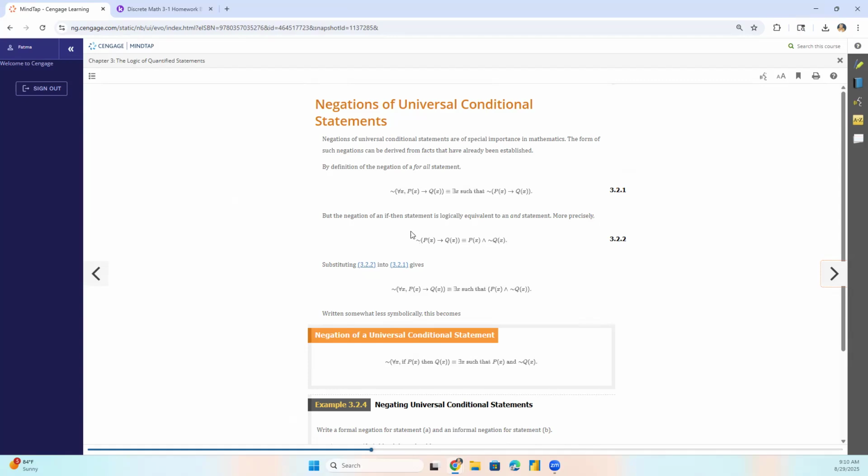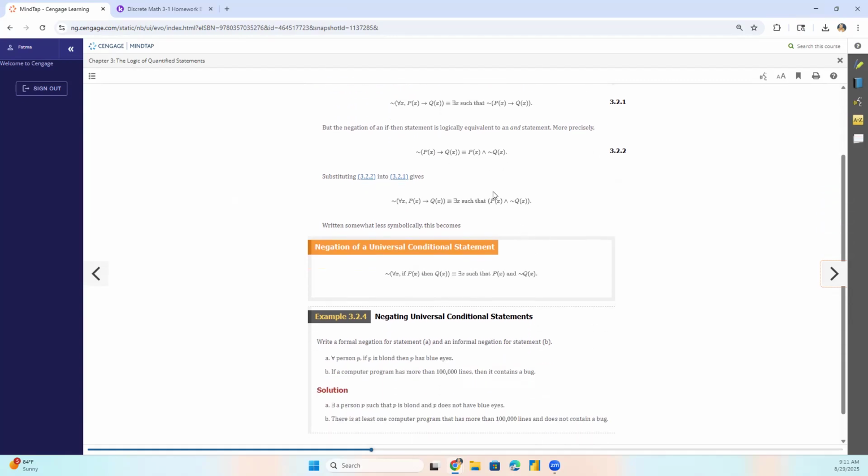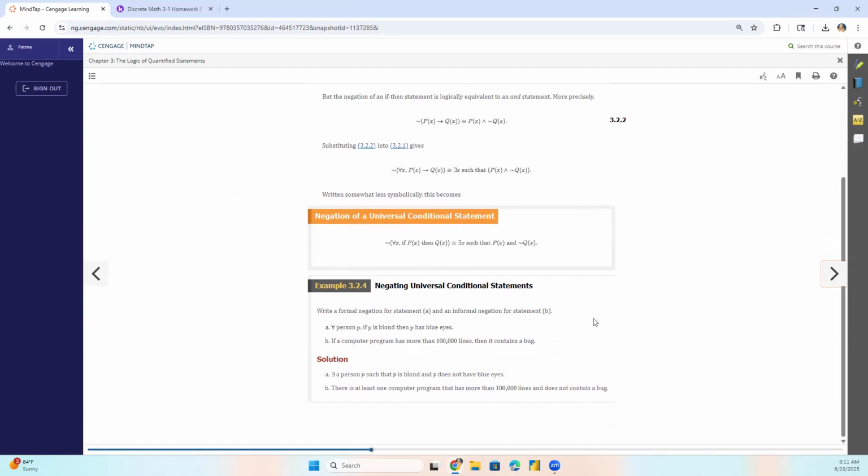So this will be on more questions. Any conditional statement will be negated using this rule. If we give the rule in a box here, for every X, if P then Q of X, and you want to negate this, this is how you show that you're negating this universal conditional statement. Every X is going to change with, there will be at least one X, or some X, such that P of X and not Q of X.